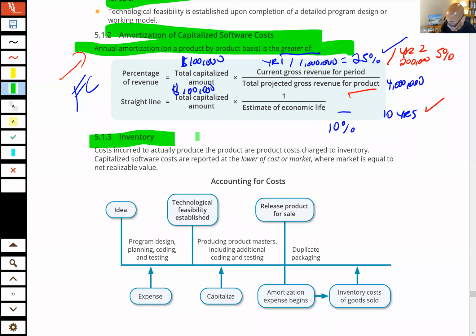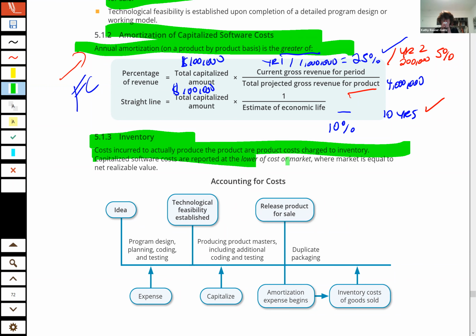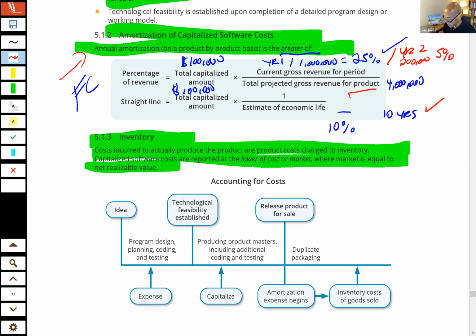Now, inventory, we're creating inventory, and we should carry it at the lower of cost or net realizable value. So, you know, if for some reason the net realizable value had fallen below $100,000, we'd have to write it down to that lower amount, right?